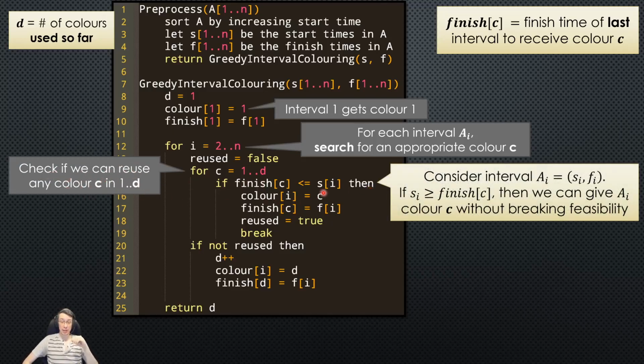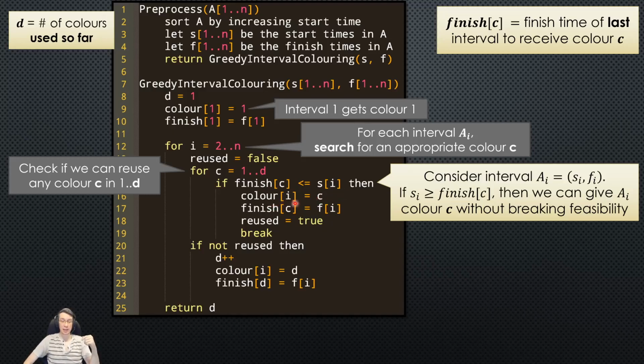For us to reuse a color, let's think about what makes that possible. Consider the interval ai that we're trying to color here. It has start time si and finish time fi. And we want to try to color it with color C. When are we allowed to color it with color C? Well, if the start time of our interval is greater than or equal to the finish time of the last interval that received that color, so that color, the last time it was used, was before we started. That means we can reuse that color C without breaking feasibility, because we don't overlap with that last interval that used this color. So if finish time for that color is less than or equal to our start time, we reuse the color.